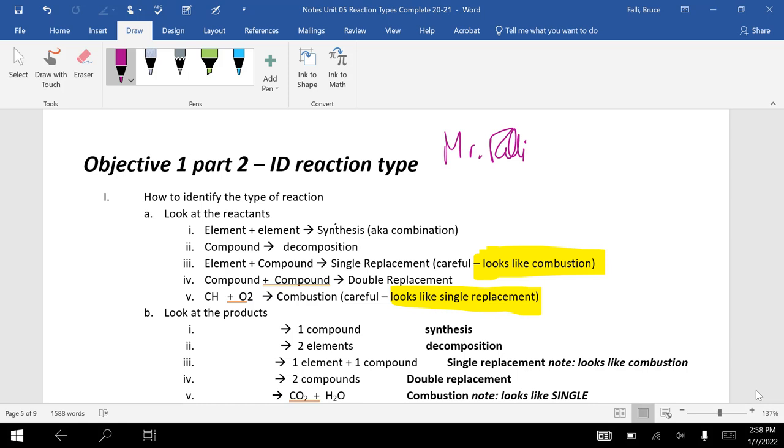We know how to balance equations. Let's learn how to identify reaction types and predict products. Hey, that sounds like chemistry. That's exciting. Let's get to it.